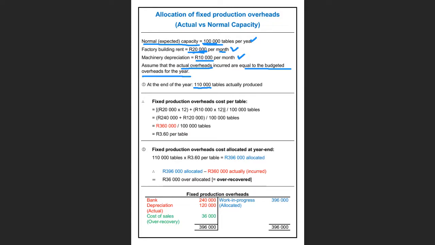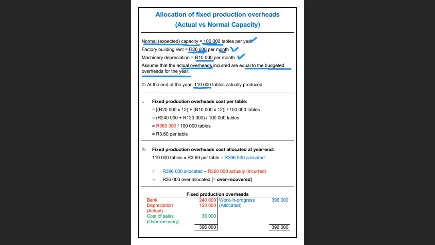Who do we debit? We debit the overheads. Remember, we're trying to make the overhead. Now we've allocated too much. So we debit the overheads, and then we're going to credit our cost of sales. You see that? So let's have a look at what this looks like.